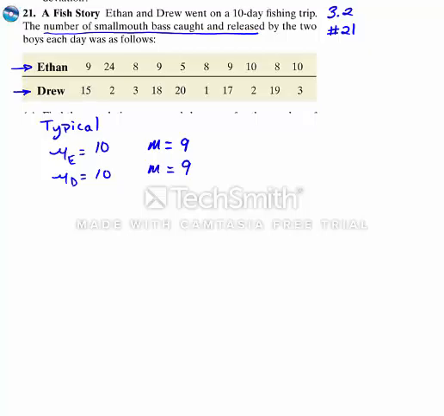So we'll go a little bit further, and we'll look at the standard deviation, which gives us a measure for how much variation there is in each data set. The standard deviation for Ethan is 4.9. The standard deviation for Drew is 7.9. For instructions on how to calculate the standard deviation, take a look at some of the other videos posted in my math lab. Because the standard deviation for Drew is larger than the standard deviation for Ethan, that tells us that the number of fish varies more when we look at the numbers for Drew. The numbers for Ethan vary less.